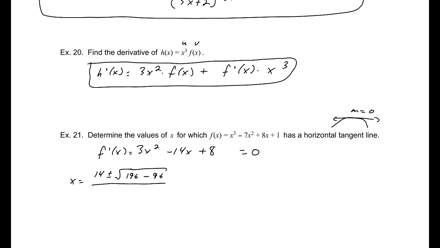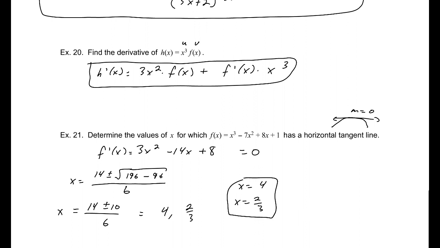Over 2a, so that's 6. So that's 14. Oh, that's 100. Square root of that's 10. So plus or minus 10 over 6. So that would be 24. That'd be a value of 4. So this would have factored. And, oh, not quite. 4 and 2/3. So x equals 4 and x equals 2/3 would cause our tangent line slope to be 0.